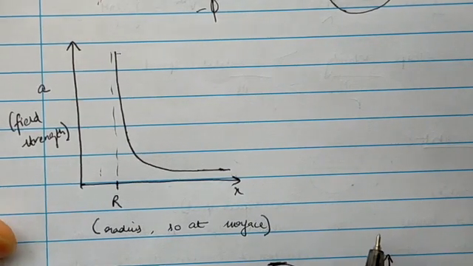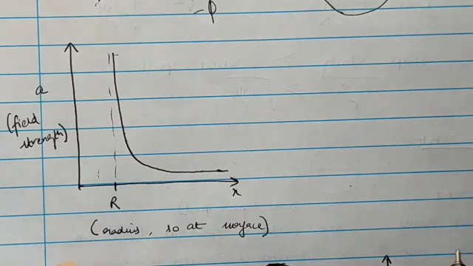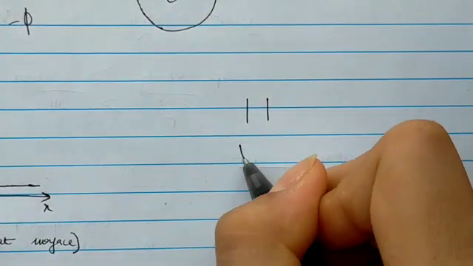So that is all the graphs you need to know, and that is in fact all you need to know for gravitational fields for A-level physics.